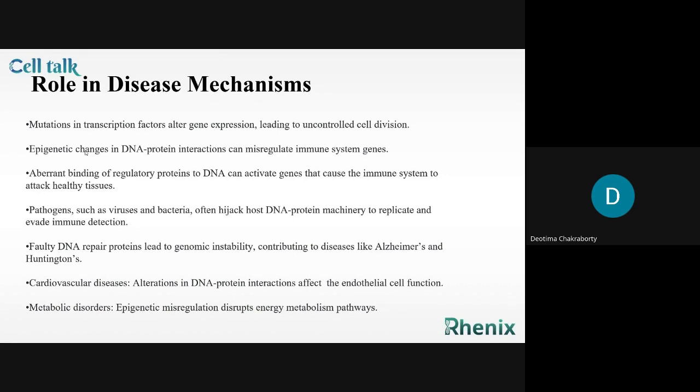In cancer, dysregulation of DNA and RNA binding proteins leads to abnormal gene expression and metabolism. For neurodegenerative diseases like Alzheimer's and Parkinson's, the DNA protein interactions cause misfolding and aggregation.